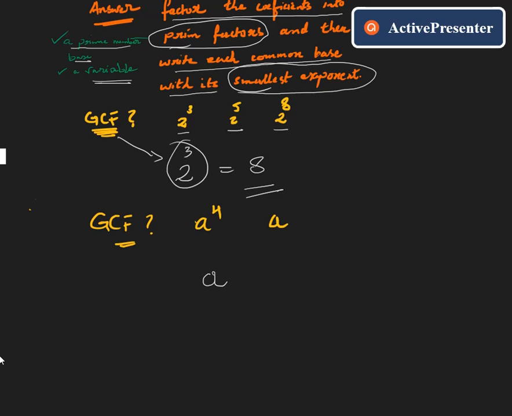Now, to find the greatest common factor, we have to find the prime factor with the smallest exponent. So what is the smallest exponent that can divide a to the power 4 and a? It is 1. So this is the greatest common factor for this example. That is the prime factor with its smallest exponent that can divide all terms.